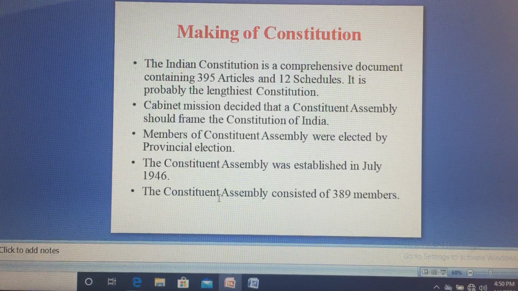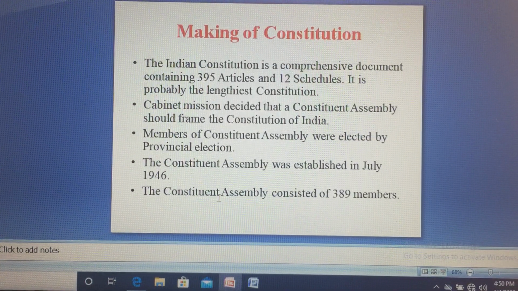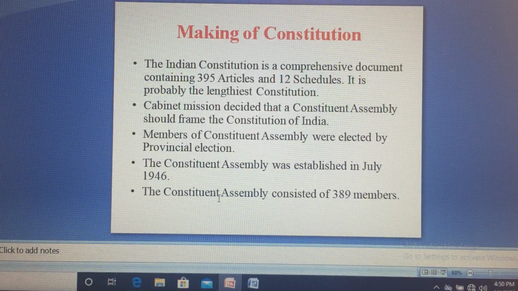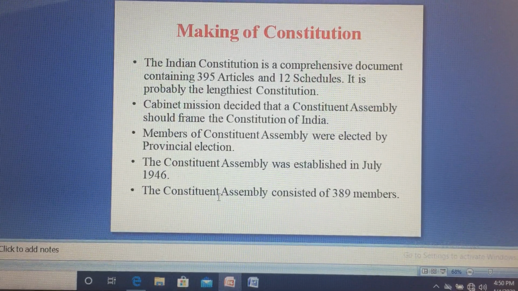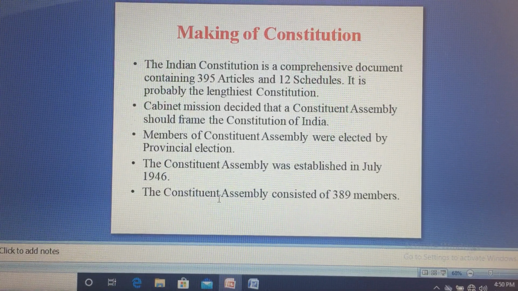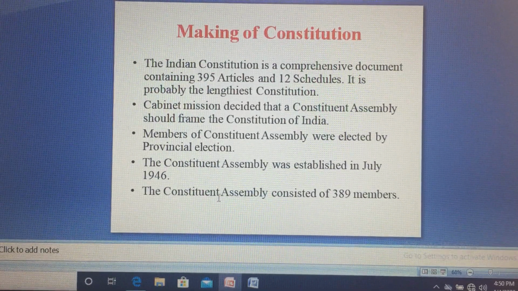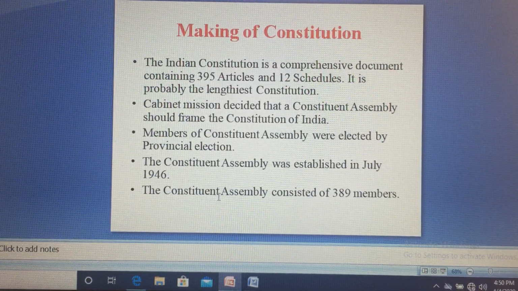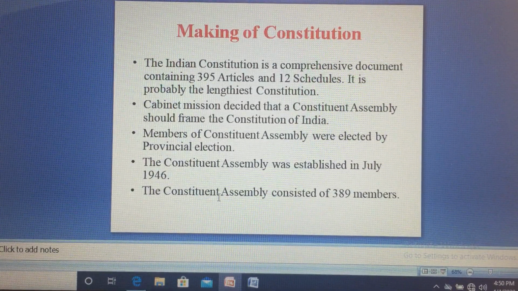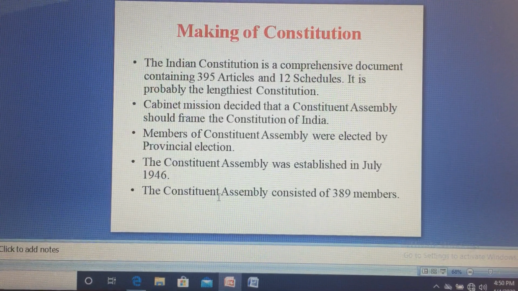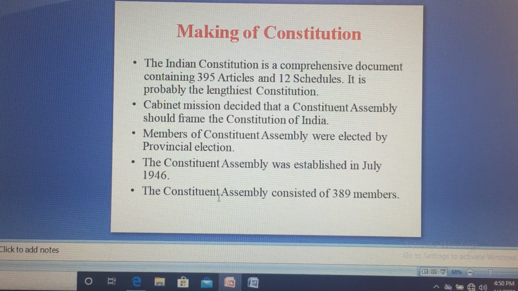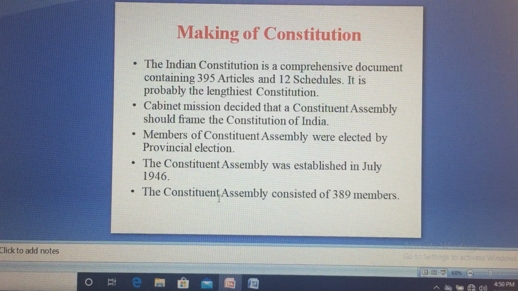The Cabinet Mission came to India and decided that if we are transferring power, the main thing is that the constitution should be written first, and the constitution writing work should be handed over to the Constituent Assembly. For that, the Constituent Assembly was formed. It was formed by election, provincial, like you have a general election all over India. At that time, India was divided into 14 provinces.